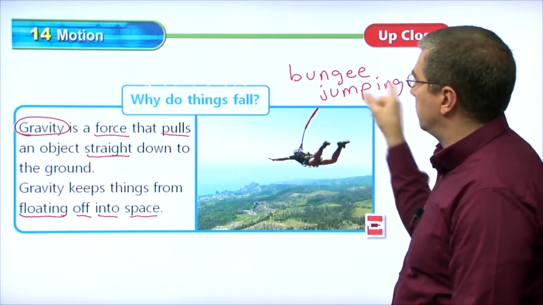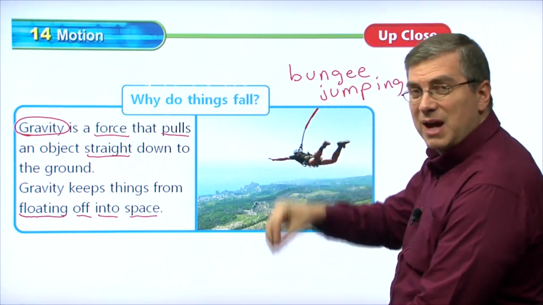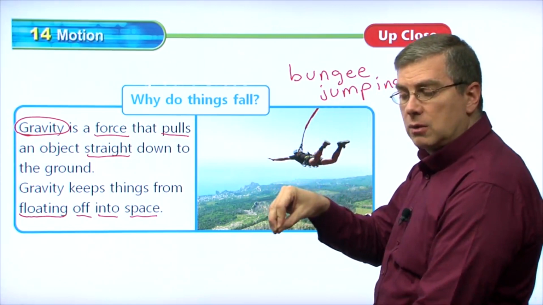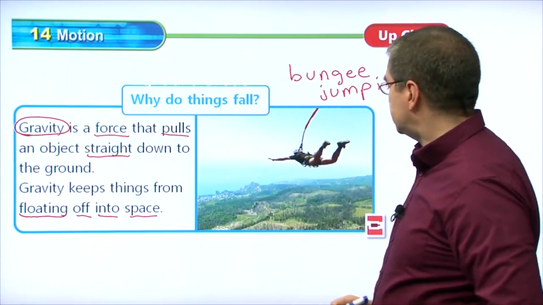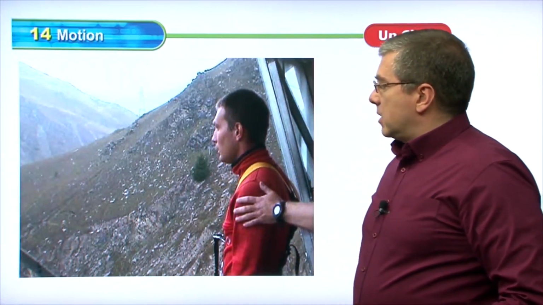So there's two forces with bungee jumping. One is gravity, and one is the force that's being made by like a big rubber band, right? That rubber band stretches out. It wants to come back, so it'll pull you back up into the air. Okay, let's take a look at a video. This guy's going to go bungee jumping. Let's take a look at those two forces.